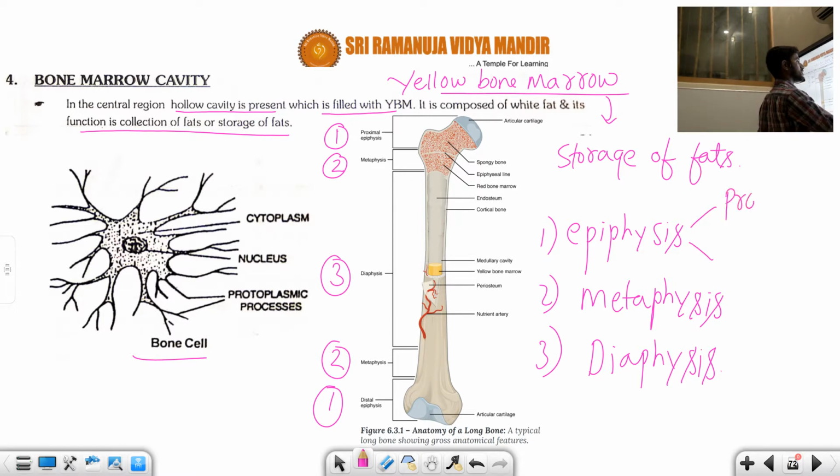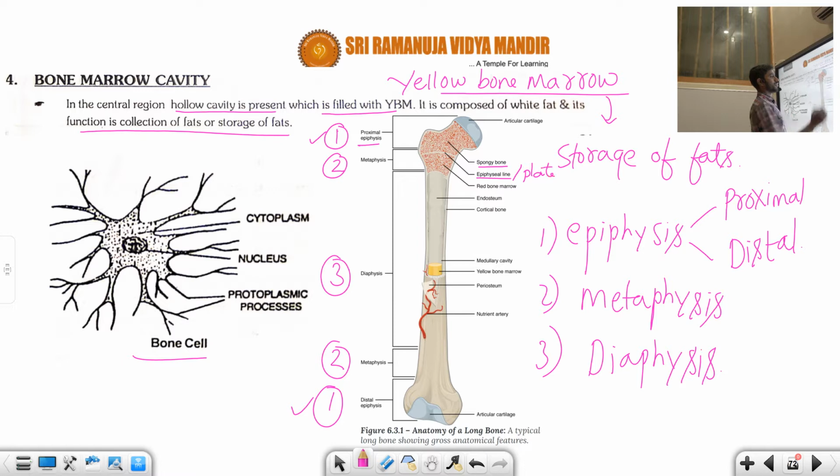Epiphysis can be differentiated into two parts: proximal and distal. Students, this is the proximal one, and that's why I'm indicating it here. Now carefully observe this proximal epiphysis. Spongy bone is observed. The spongy bone is covered by the epiphyseal line, also called the epiphyseal plate. This epiphyseal plate covers the red bone marrow. It is present between the spongy bone and red bone marrow.